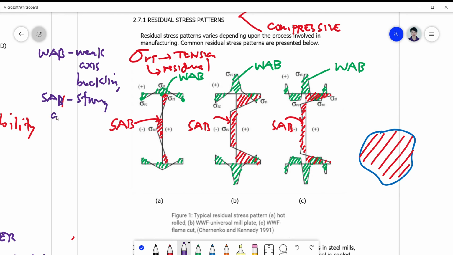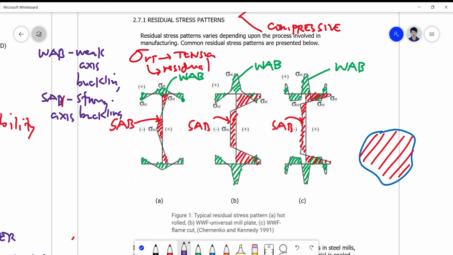Okay, so we know for a fact that buckling may occur either in the weak or in the strong side, depending upon the value of your slenderness ratio. And in this case here, the green pattern will be used for the weak axis, while the red pattern here will be used for the strong axis.